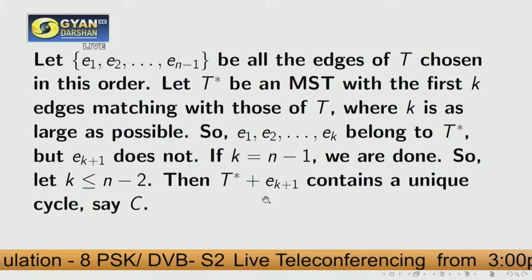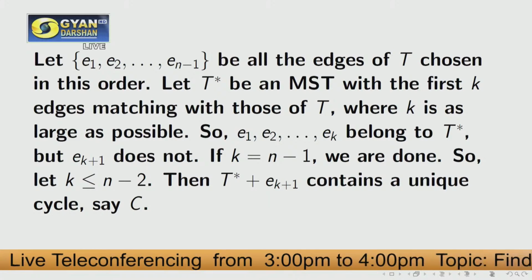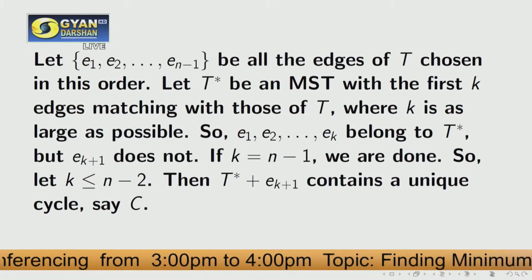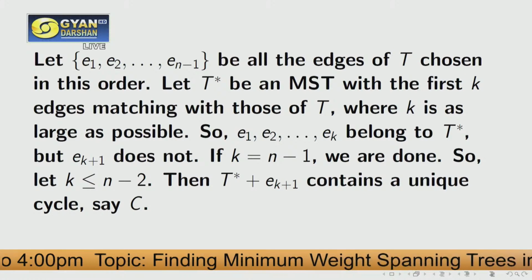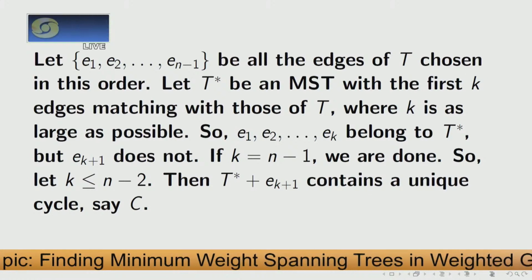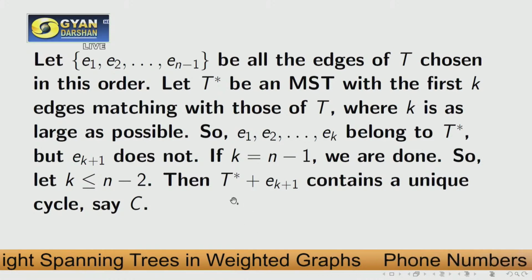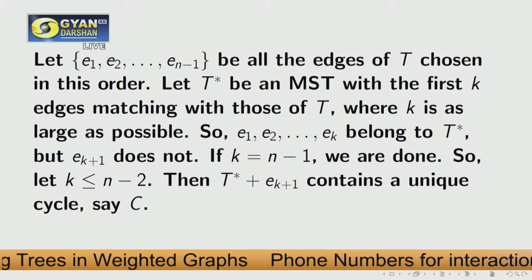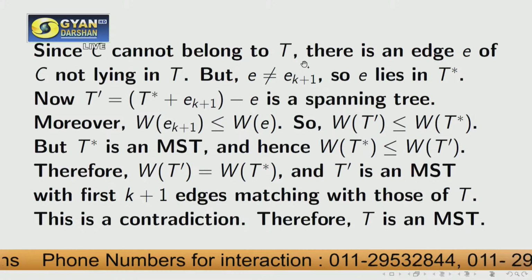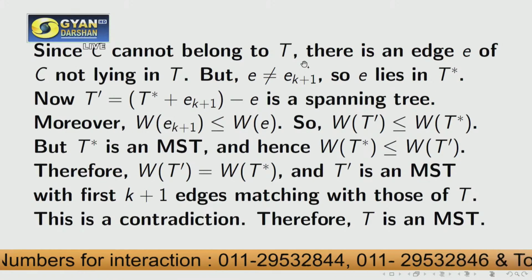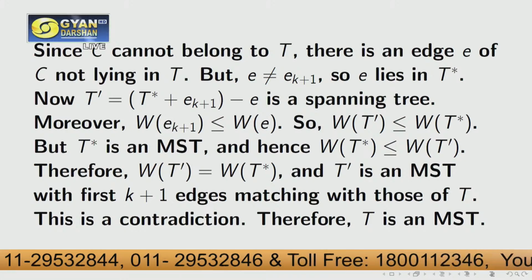So this is just one property of a tree. If T is a tree and e is some edge not in T, then T plus e always contains a unique cycle. So T star plus e_{k+1} has just one cycle, and we call this cycle C. Now C is a cycle which is not part of T, right? C does not belong to T. Therefore, there is some edge of C which is not in T, and let this edge be called e.